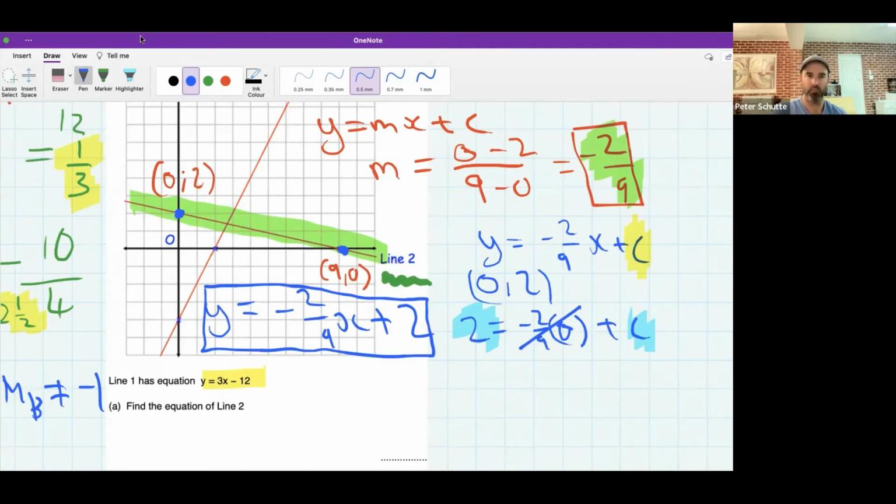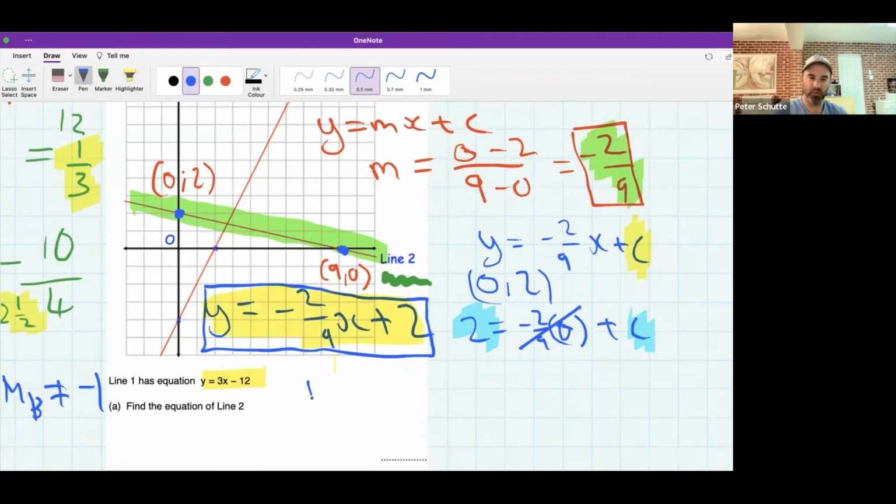So these are the 2 lines you should be focused on. How do you know if these 2 lines are perpendicular? Hit mute all there. I think there's some feedback on the line. On fire.